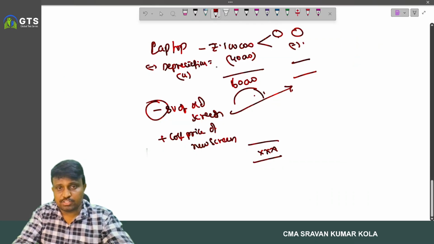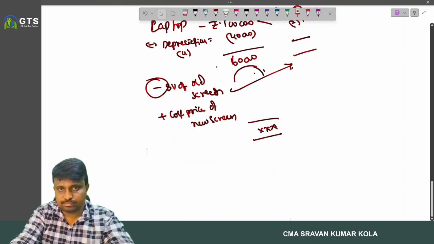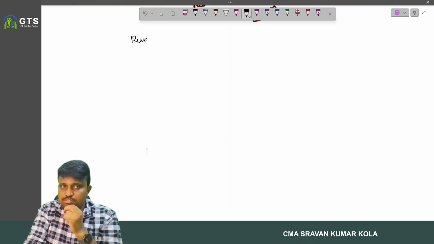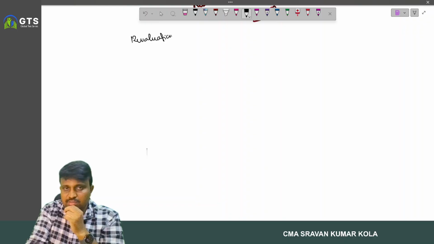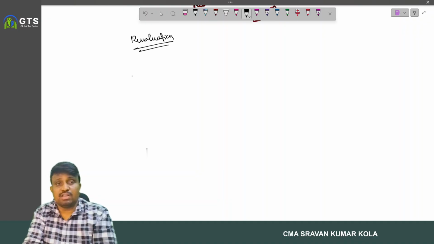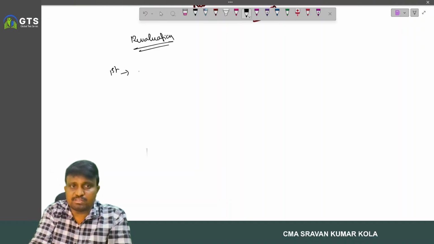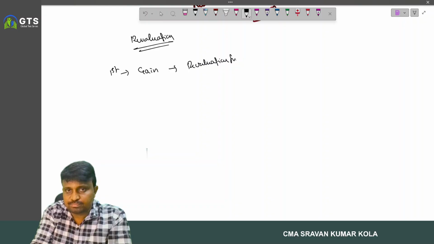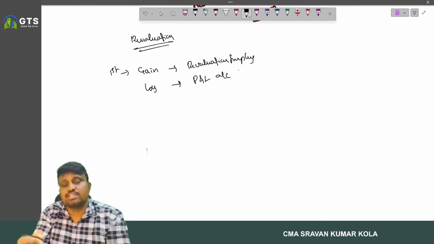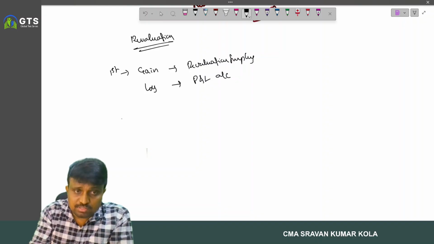In case of revaluation, it results in either revaluation gain or revaluation loss. For example, for first time revaluation, if it results in revaluation gain, transfer to revaluation surplus. And if it results in revaluation loss, it is transferred to the profit and loss account only.